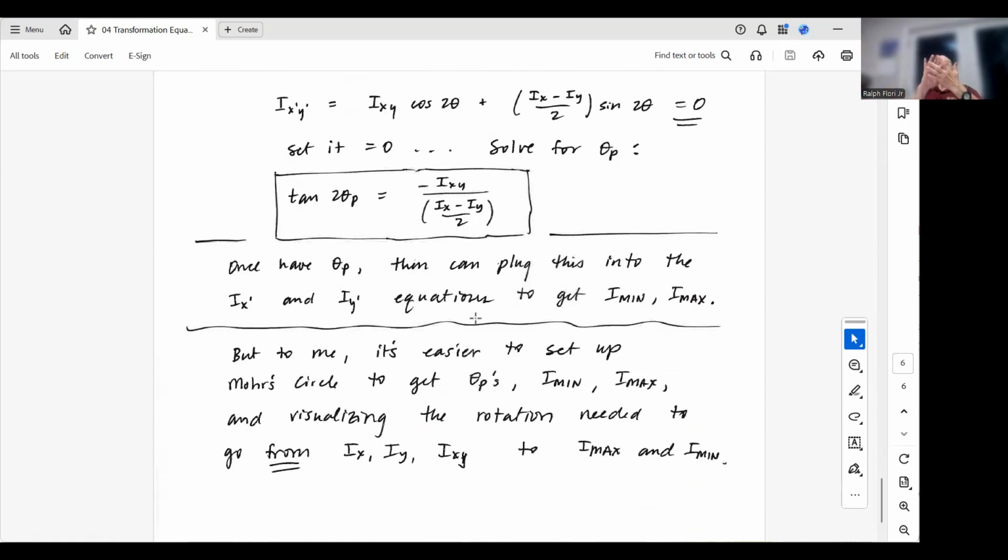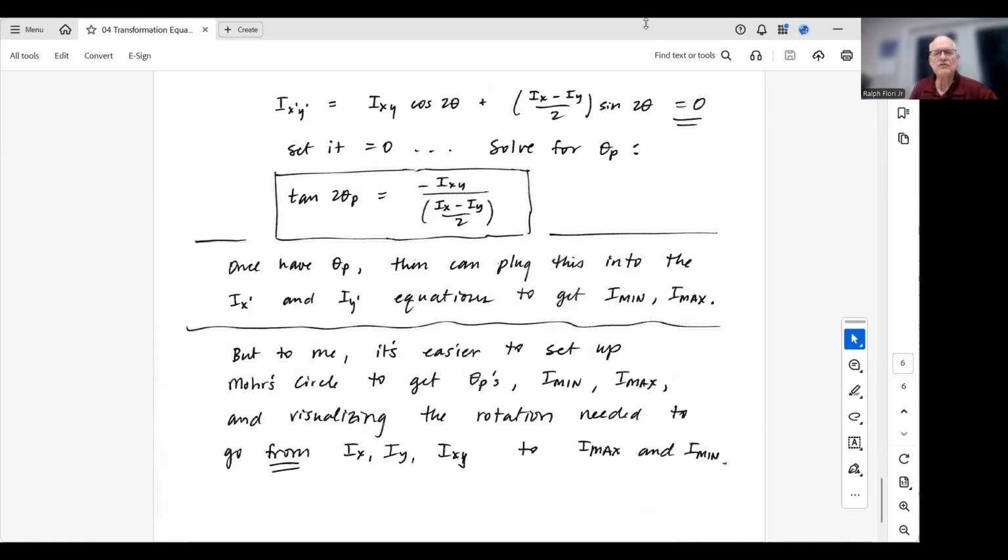So given an Ix, an Iy, and an Ixy, I can solve for theta p. Once I get theta p, I can plug that back into my transformation equation, and that will give me the I at that angle. And then if I take that theta p plus or minus 90, that will give me the I at 90 degrees from that, which is the other one. So those are my transformation equations.